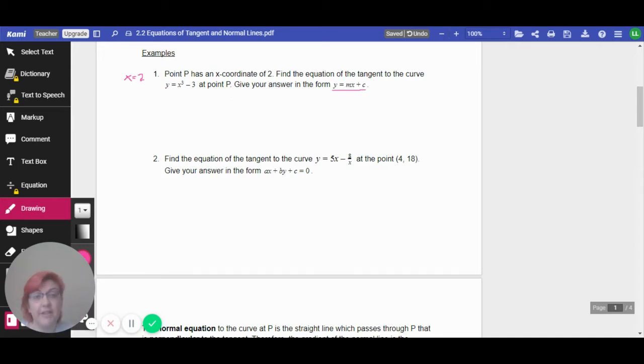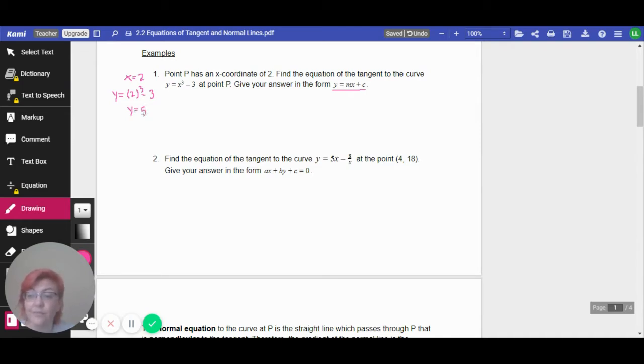Step 1, find the value of y by plugging x into the equation of the curve. So I know that y is going to equal 2 cubed minus 3. Alrighty, let's evaluate that in our calculator. 2 cubed minus 3 is 5. So y equals 5.